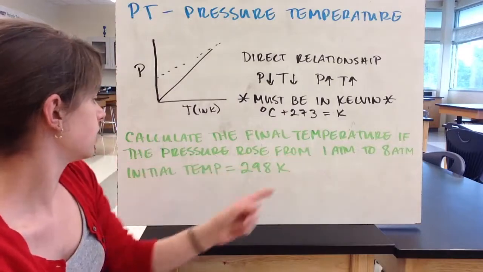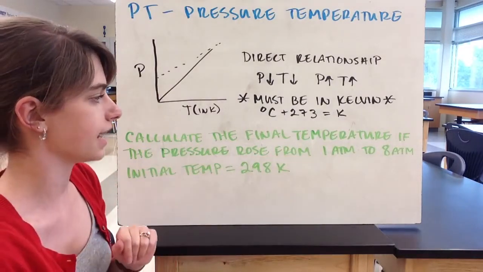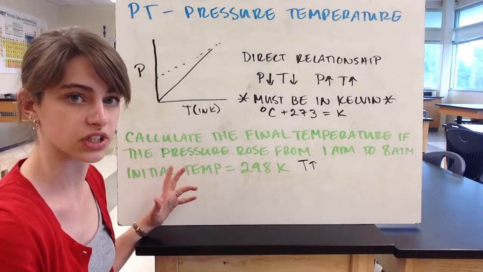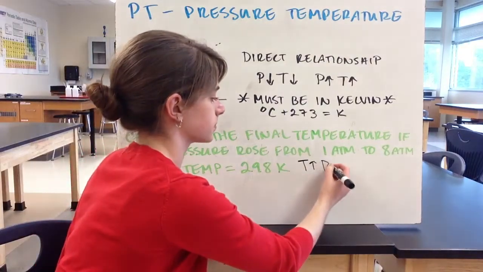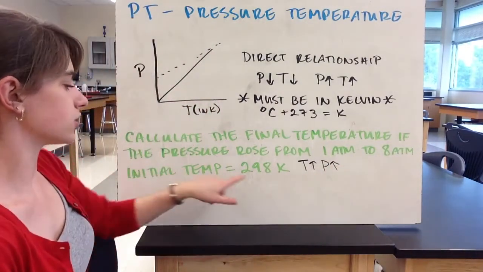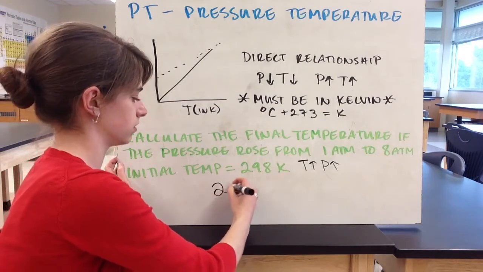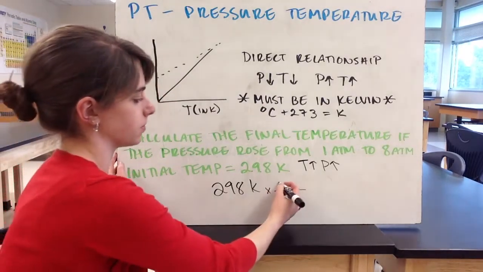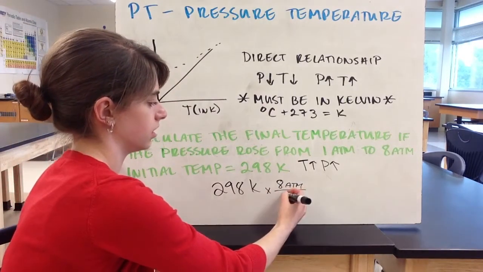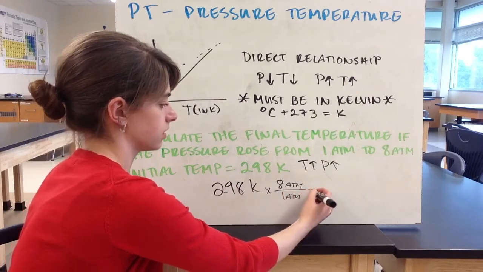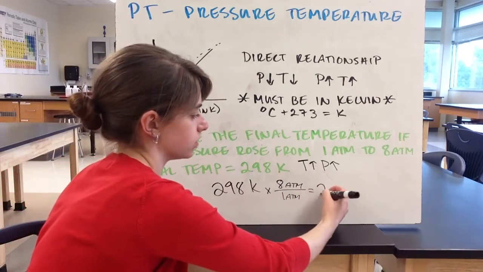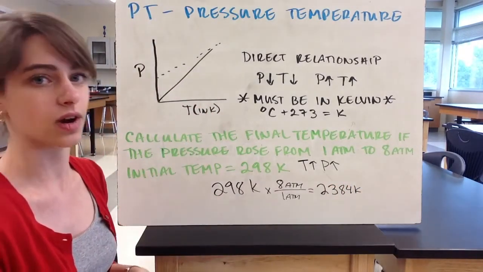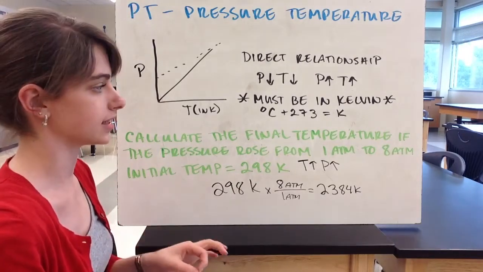Quick example problem. Calculate the final temperature if the pressure rose from 1 atmosphere to 8 atmospheres. So our temperature went up. What do we expect our pressure to do? We should expect our pressure to go up. Our initial temperature is 298 Kelvin. We want that to go up, so we want the bigger number to be on top. So 8 atmospheres over 1 atmosphere. And when you calculate that, you get 2,384 Kelvin, which, by the way, is 2,111 degrees Celsius. Really hot.